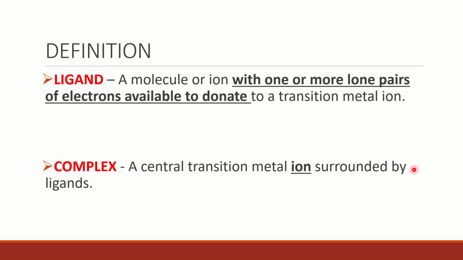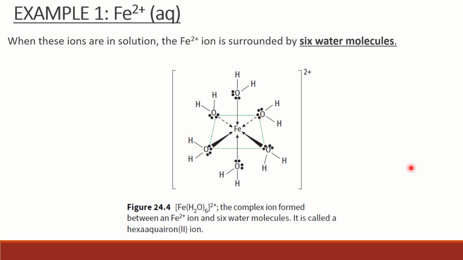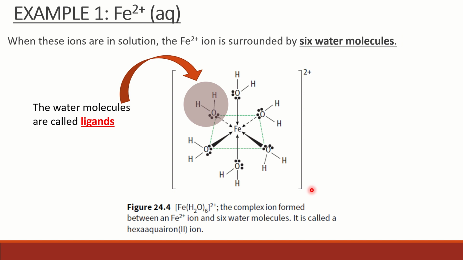Now, next one. What is a complex? A complex is a transition metal ion surrounded by ligands. Okay. So take a look here. The first example, when these ions are in solution, we are talking about Fe2+ aqueous. It is surrounded by 6 water molecules. Okay. So this is the structure. Now, the water here is what you call a ligand. So the water molecules are called ligands.